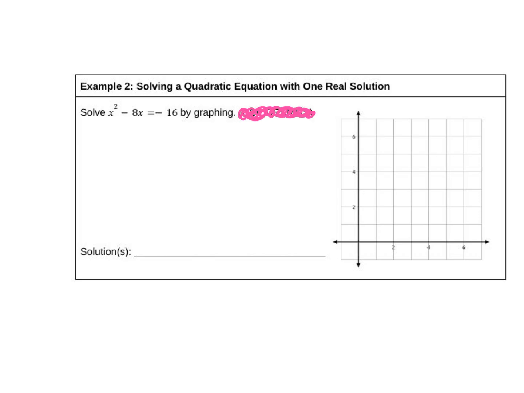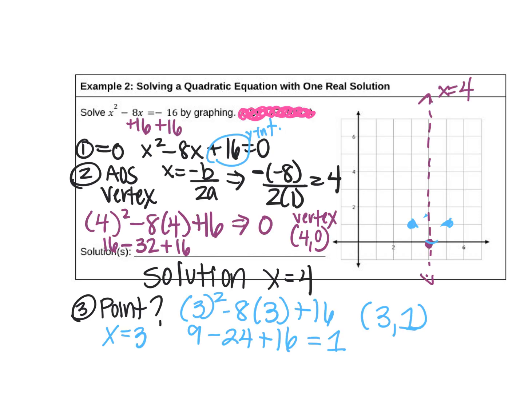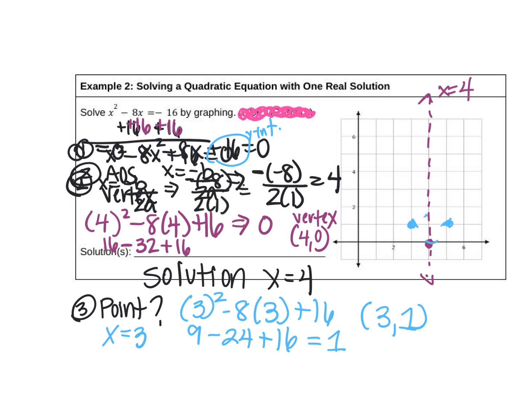Okay, so next one, not equal to 0, right? So we got to get it equal to 0. So we got x squared minus 8x plus 16 equals 0. So we're first going to graph it. Oh, we did that. Step 1, make it equal 0. Step 2, we got to get the axis of symmetry and the vertex. So we're going to go negative 8 over 2 times 1. So we get 4 over 2, which is 2, right?